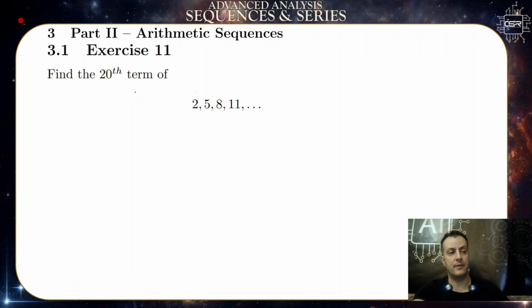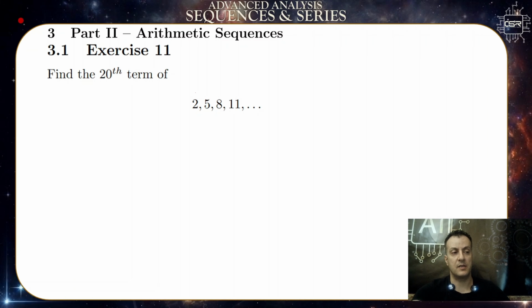Part 2, arithmetic sequences. Question 11: Find the 20th term of 2, 5, 8, 11, and so on. Now, there's a formula for arithmetic sequences, but let's say, in my case, I had forgotten the formula. So how can we figure out the 20th term?